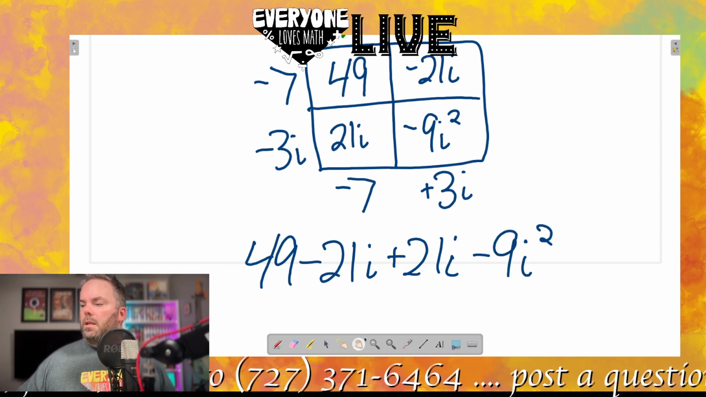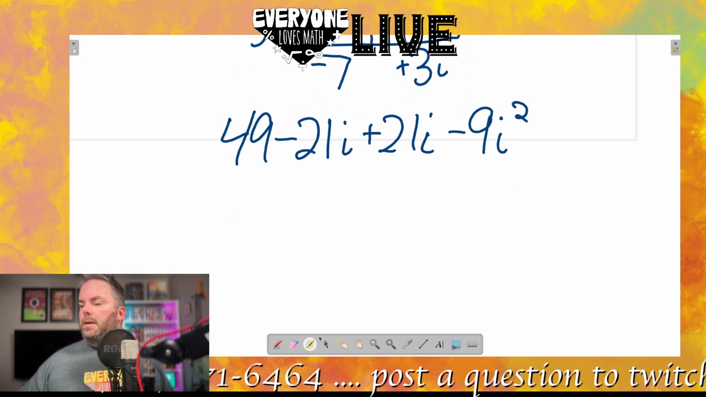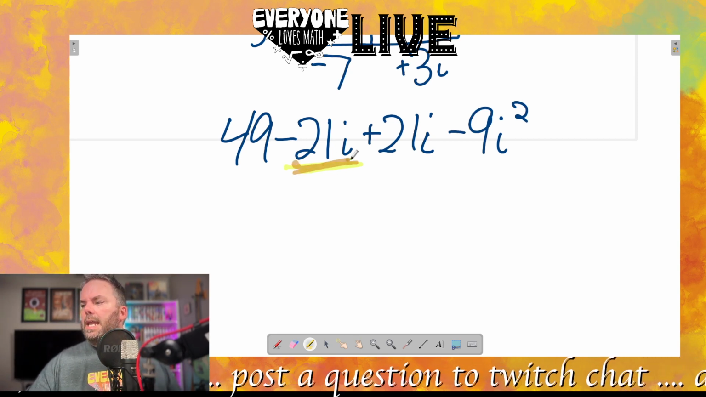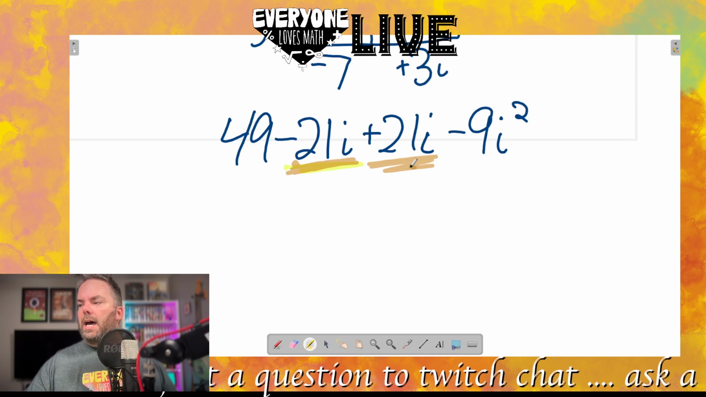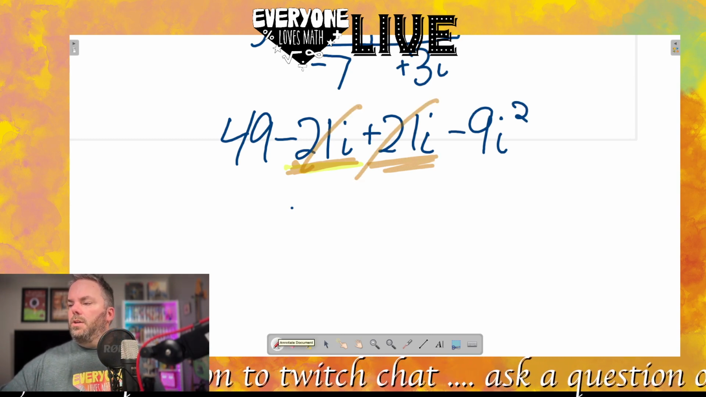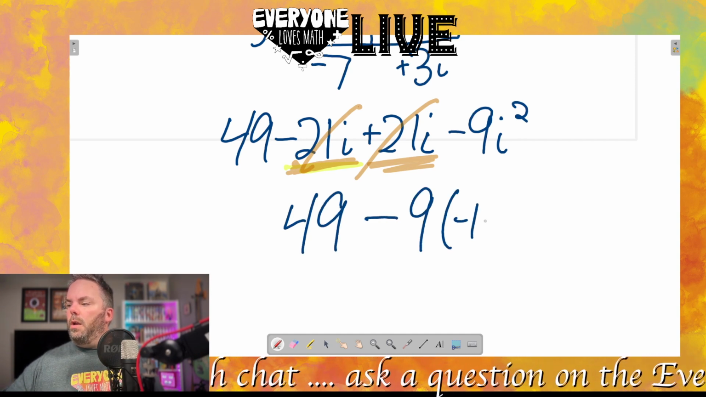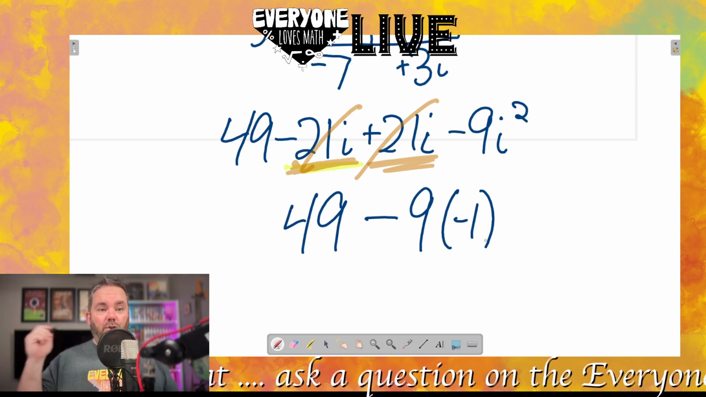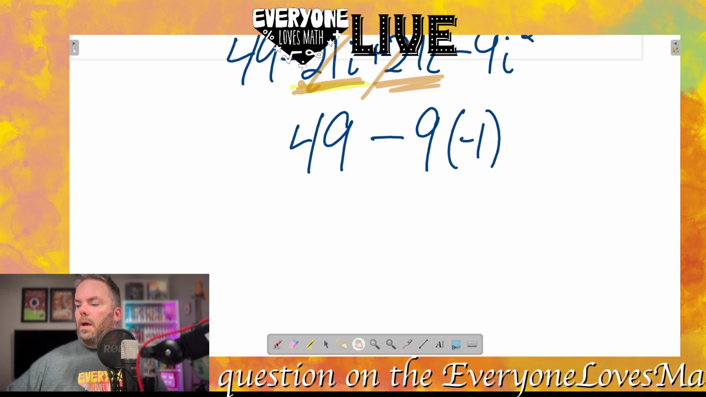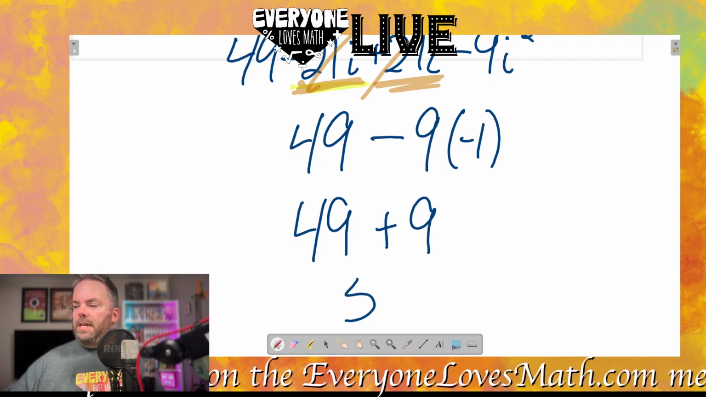Okay. So trust me when I tell you, this is about to get kind of pretty. How is this going to get pretty? Well, negative 21i and positive 21i, those cancel out. Something else nice happens. So I'm going to leave this 49 here. i squared is negative 1, because i squared is defined to be negative 1. That's how imaginary numbers work. So, again, following our nose, this is 49 plus 9, which comes out to 58.